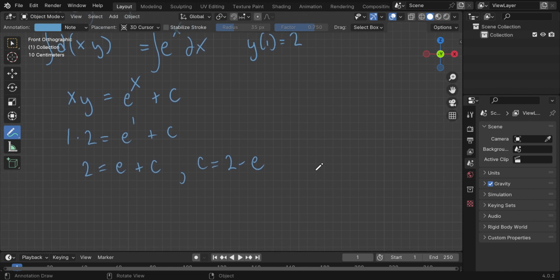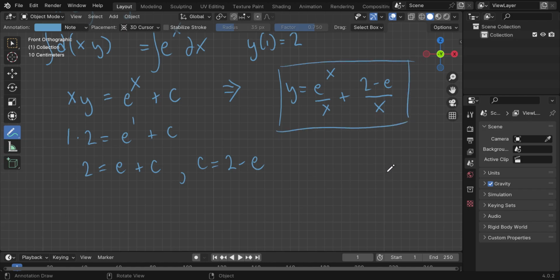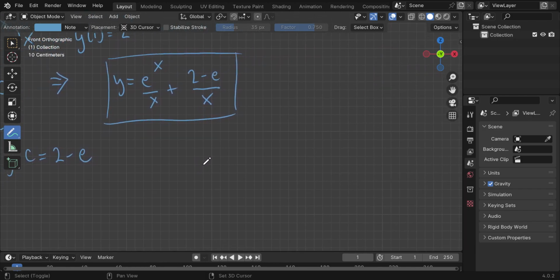So now, taking this equation and writing it in terms of y, you get y equals e to the x over x plus the constant c, which we know is 2 minus e, also over x. And there's our solution. However, I'd like to verify that.